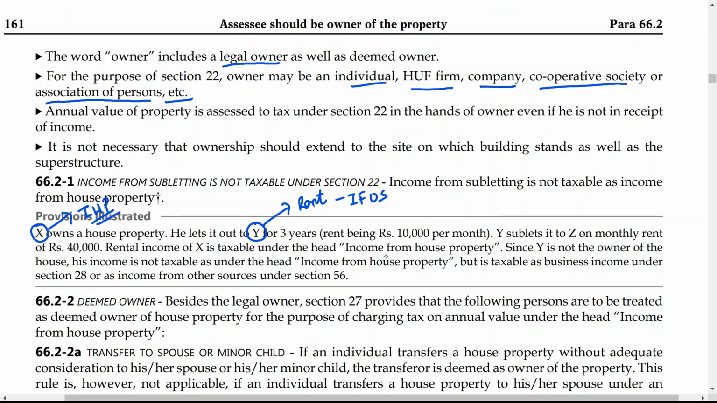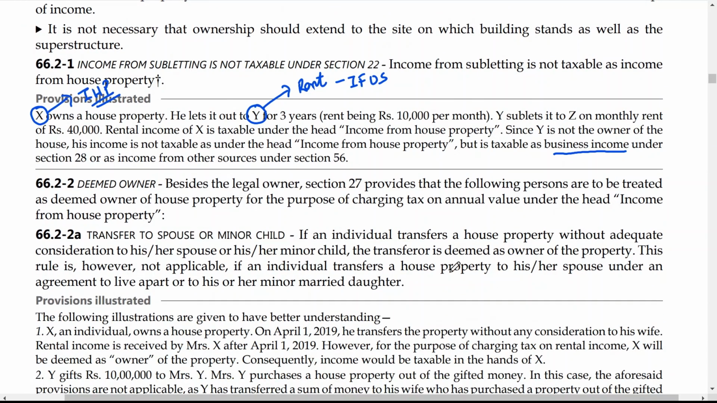Because Y is not the owner of the property. Since Y is not the owner of the house, his income is not taxable under the head income from house property, but it is taxable as business income under section 28, or income from other sources under section 56. So it may be taxable as business income, or it may be taxable under the head income from other sources, section 56. Now deemed owner we will discuss in detail, but let us understand only one concept with the help of one example.